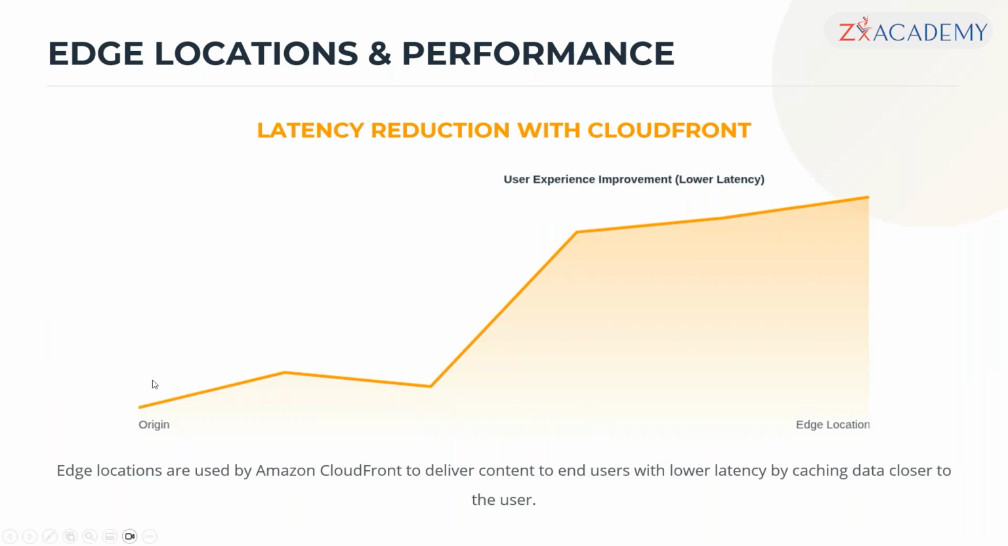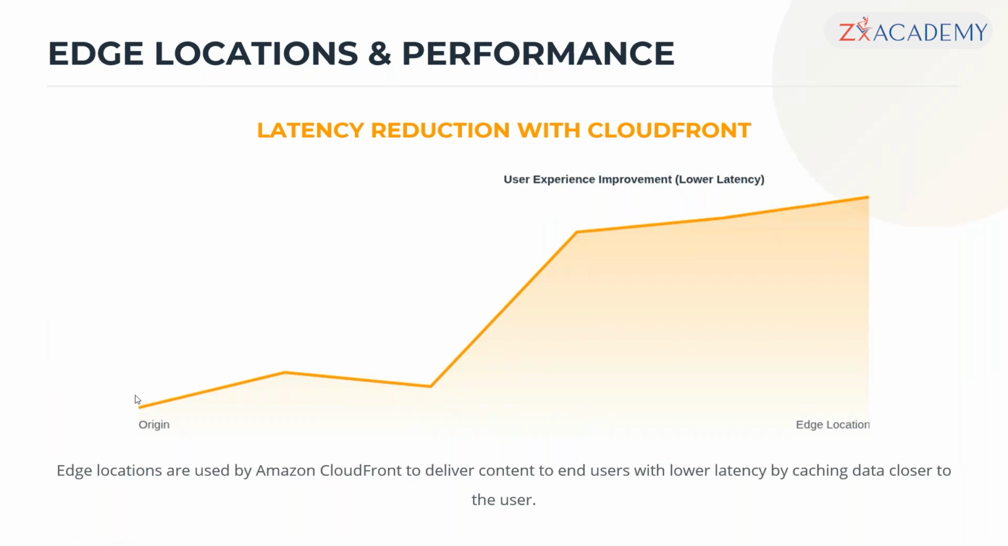Right, this is what edge locations are for: to reduce latency and improve the performance of the resource by caching the data close to the customer. Now, whenever a customer accesses it, they will connect to the edge locations instead of the origin. The origin is the region where we are actually hosting our service.